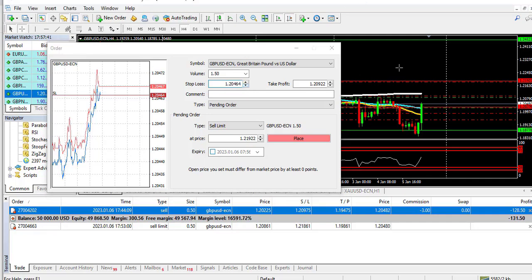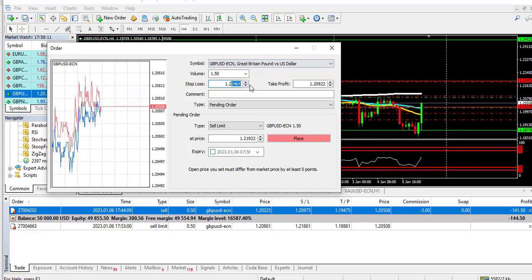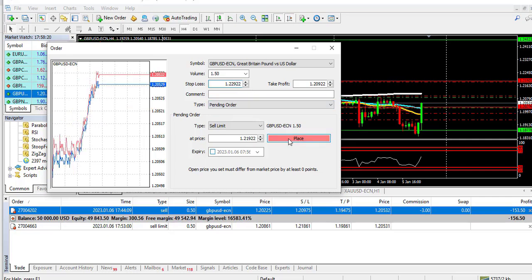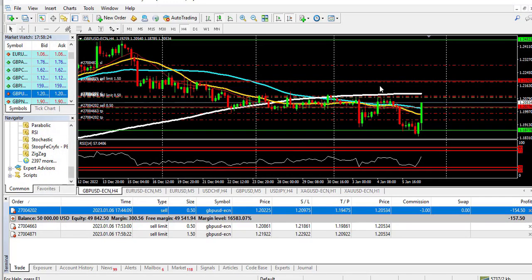So basically, you can simply get the pips by using the crosshair and drawing down. 100 pips is equal to 1,000 points. Okay, it's about to get the estimated value. I'm used to this because I've been doing this for a long time, so I understand the difference. And so moving on, my stop loss here would be 1.22922. There you go.